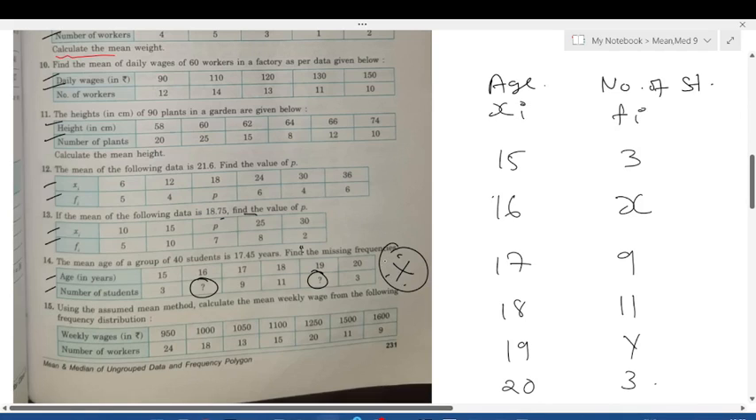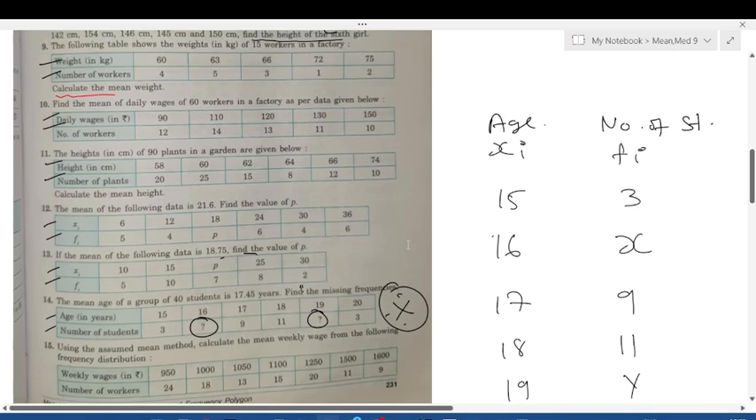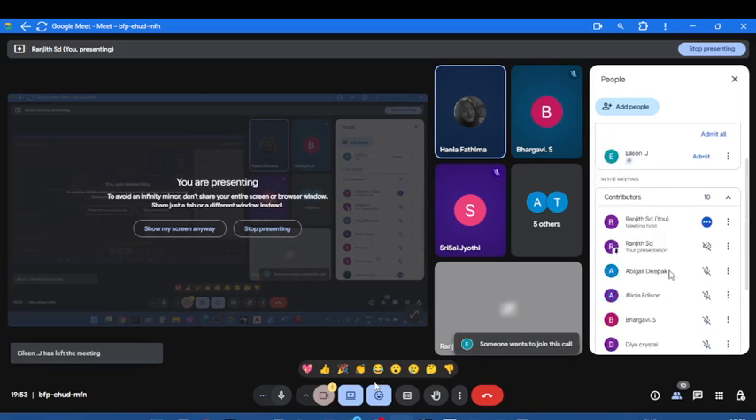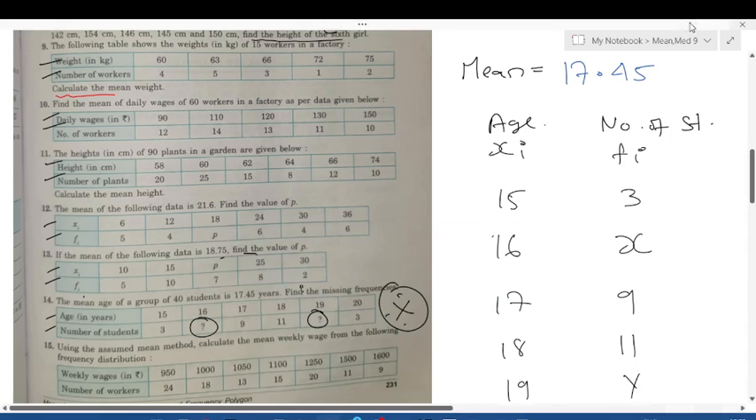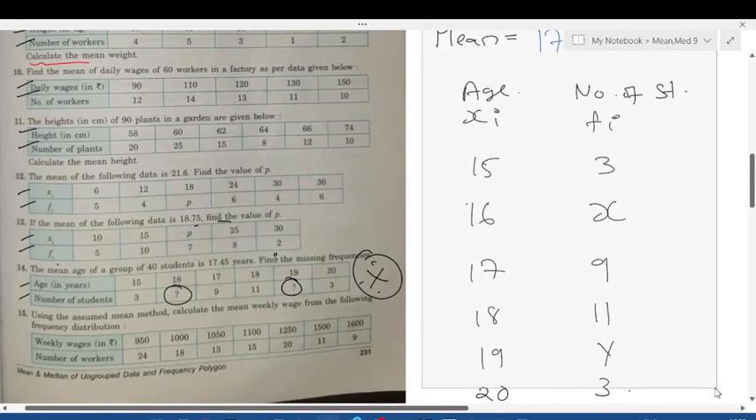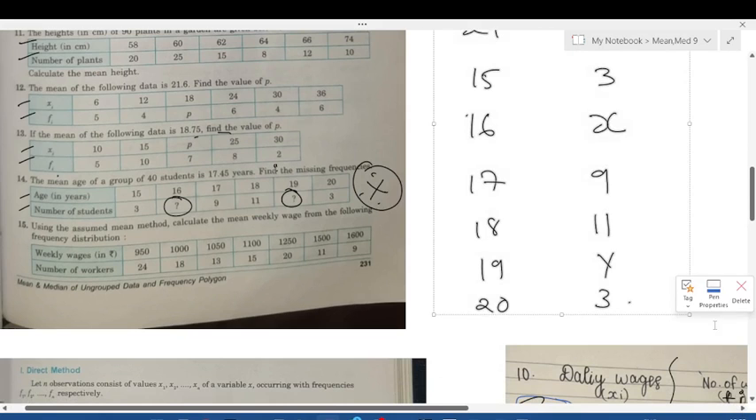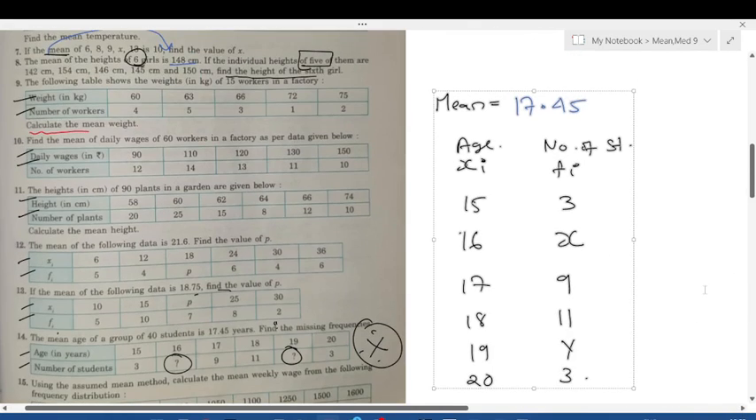And what method have they asked here? Have they told us to use any method? Direct method, assumed mean method, nothing, right? If they don't ask, it is always the direct method. And what is the mean given, Ananya? Mean is equal to 17.45. These are the data given, students. 17.45 is the mean. Fine. Before this, we solved 2 questions. In those, only one data was missing. Okay, in this question, 2 data are missing.